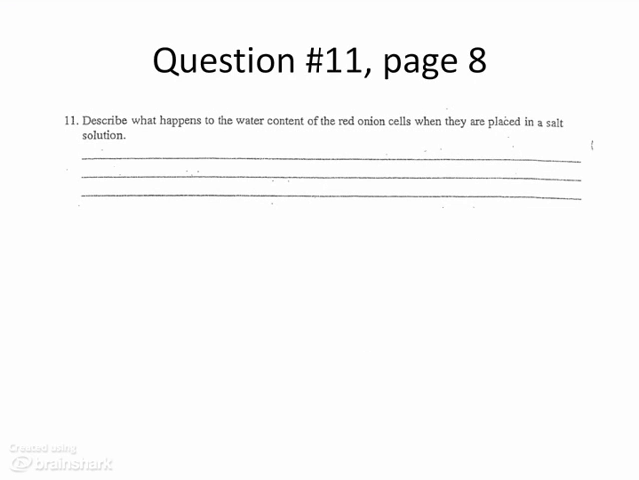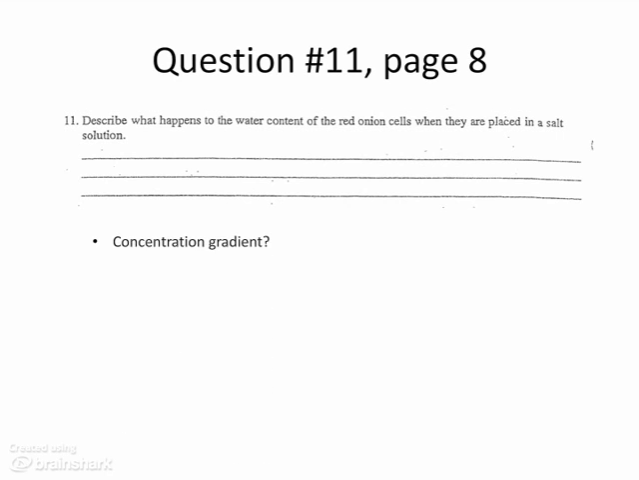I feel like we've already gone over part 1, so I'm going to skip the part 1 stuff and go right to the part 2 questions and the analysis questions. So go all the way to the second to last page, page 8. We'll look at question number 11. This is just asking about the observations that you made after putting the red onion in salt water.